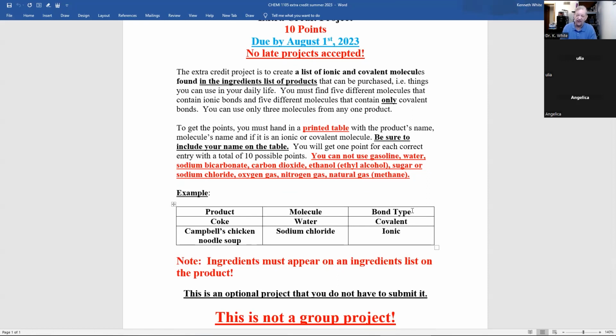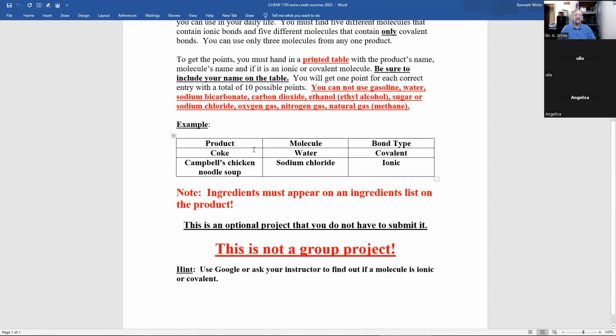Now, to make it interesting, you can't use gasoline, water, sodium bicarbonate, carbon dioxide, ethanol, also known as ethyl alcohol, sugar, sodium chloride, oxygen gas, nitrogen gas, or natural gas, which is known as methane. An example would be Coke. Now, I can use it in my example, but you can't. It has water as a molecule, and it's covalent. And you can't use sodium chloride, but I can in my example. Campbell's chicken noodle soup, you'll see on the label, sodium chloride, ionic.